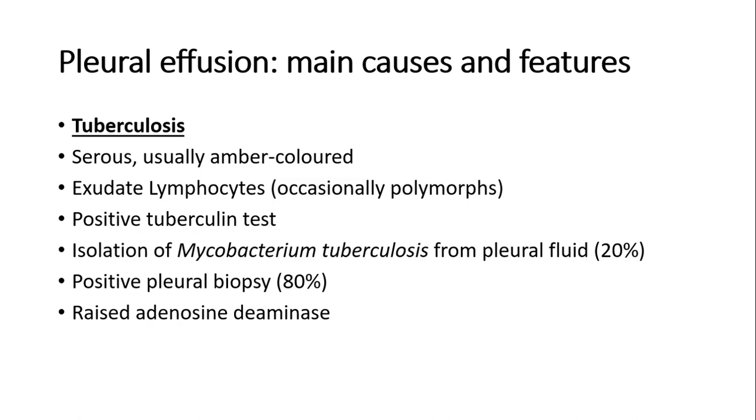So, main causes of pleural effusion. In tuberculosis, it's amber colored, exudative and lymphocytic. Spotting features which can help in the diagnosis include a positive tuberculin skin test and isolation of Mycobacterium tuberculosis in the pleural fluid. Its yield is quite low, with a sensitivity of only about 20%, and pleural biopsy has a high yield of about 80%, which is helpful for diagnosis of tuberculous pleural effusion. A raised ADA level in the pleural fluid is also supportive in the diagnosis of tuberculosis.